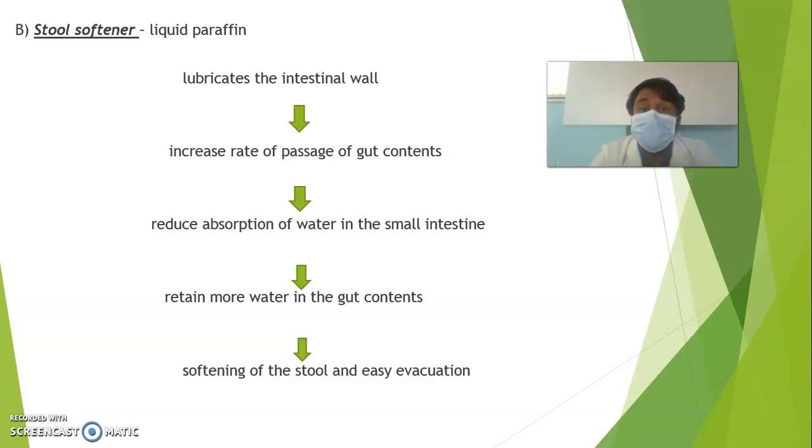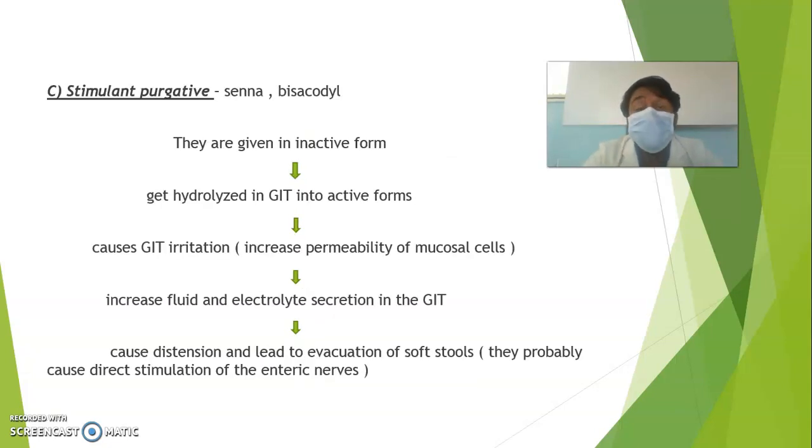Next, stool softeners. Yes, as I said, the stools are very hard and very dry, okay. So stool softeners like liquid paraffin are mostly used. What they will do is lubricate the intestinal wall, so that it increases the rate of passage of the gut contents. Okay, then it reduces absorption of water in the small intestine. So all this will lead to retaining more water in the gut contents. Ultimately, the stools are very dry, so water retention will continuously go on. So the stool will become softer, and softening of the stool will lead to easy evacuations.